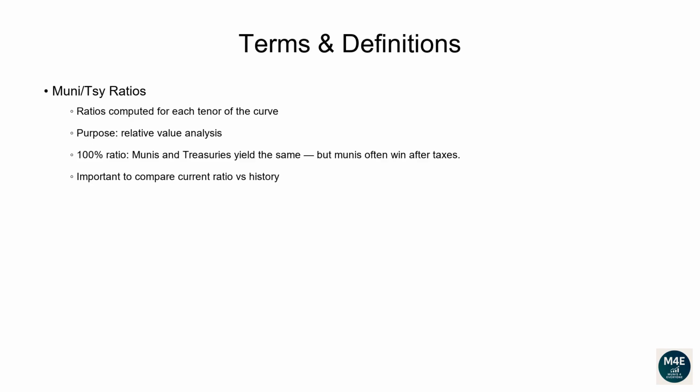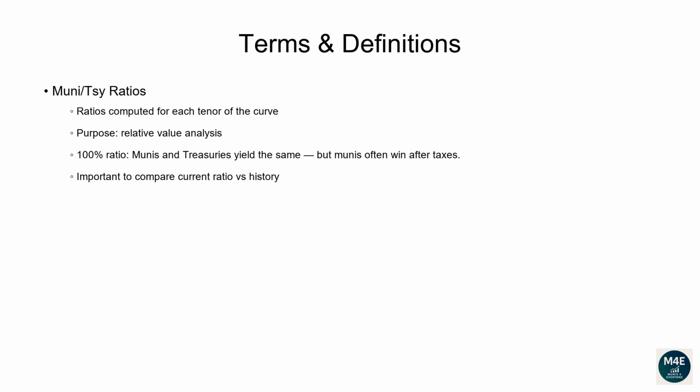In general, if the ratio is below 100%, one may think munis are rich compared to treasuries. In reality, we should always wonder, how does the current ratio look compared to its own history? What's the average ratio over the past year?